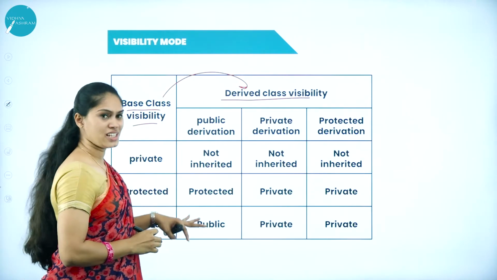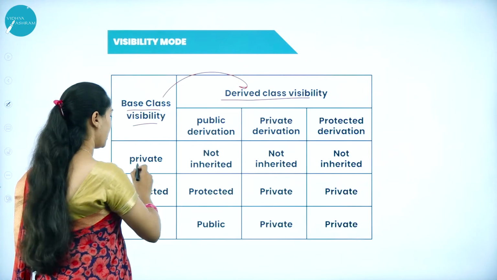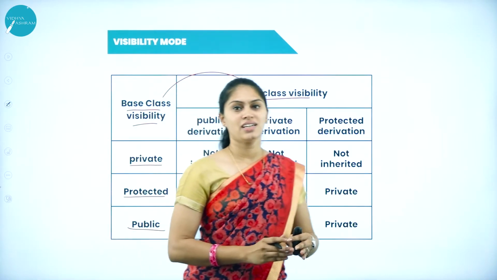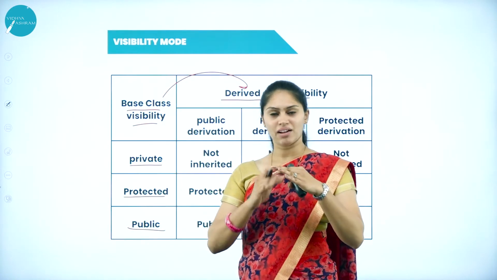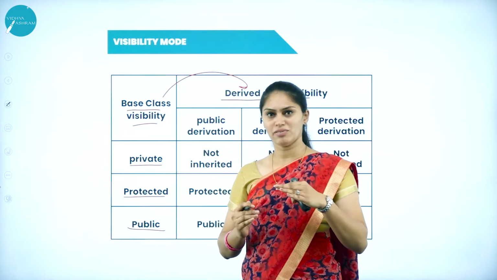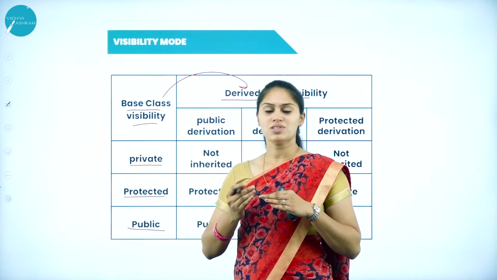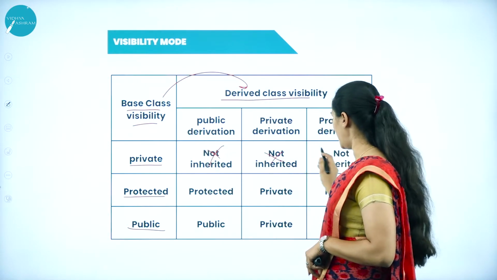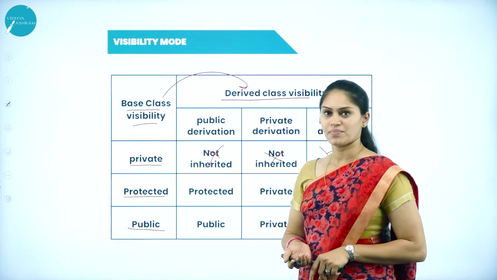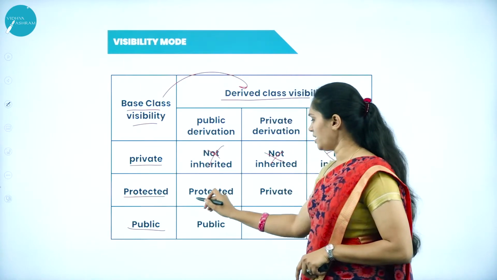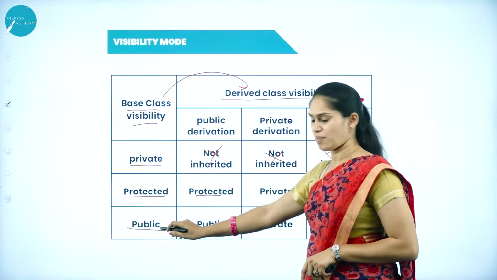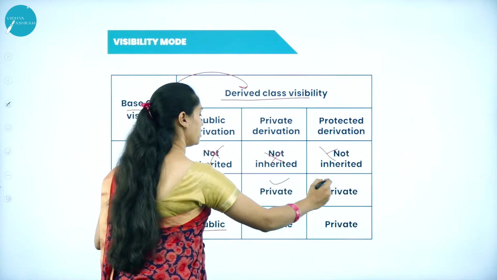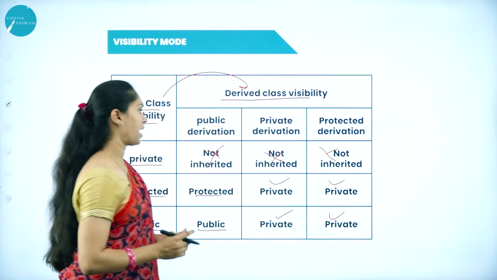So the way of remembering this point is, here I have private, protected and public. If the content of the base class is private in nature, that means the data members and member functions declared under the scope of private, then I cannot inherit any of the content to my derived class. If it is protected, then it will be protected. If it is public, then it will be public in nature. So the remaining two modes will be private and private.